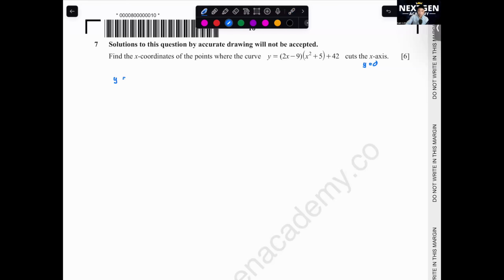Y equals, open up the bracket, we will get 2x cubed plus 10x minus 9x squared minus 45 plus 42. We rearrange it from the biggest power, so it will be 2x cubed minus 9x squared plus 10x minus 45 plus 42, minus 3. So this is the y value. We want to solve for where it cuts the x-axis.